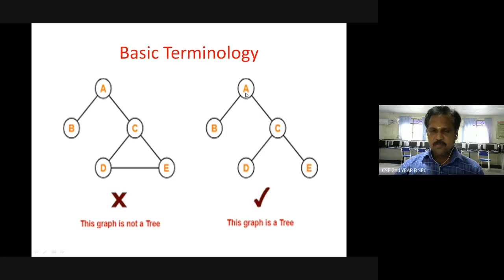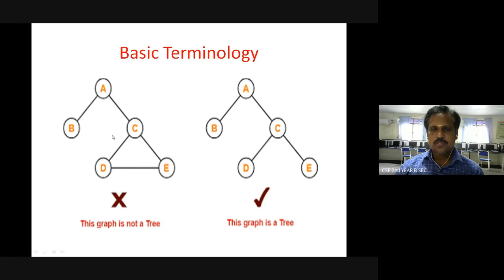There is a path between A to B, A to C, C to D, C to E. It's a tree. A tree also acts as a graph, but a graph cannot be a tree. That is a basic concept. You have to remember this.